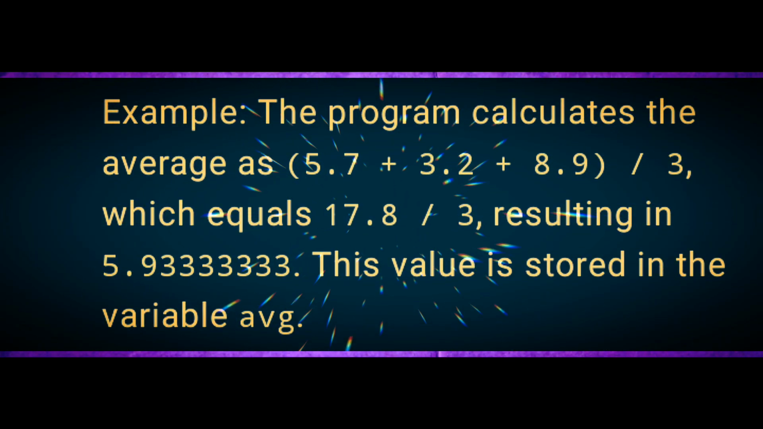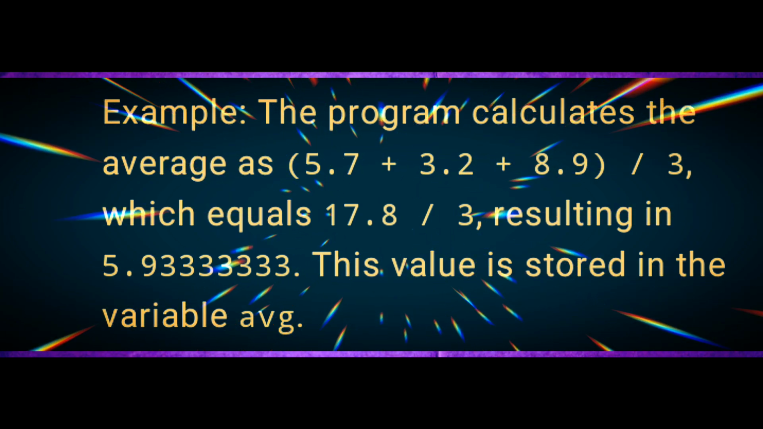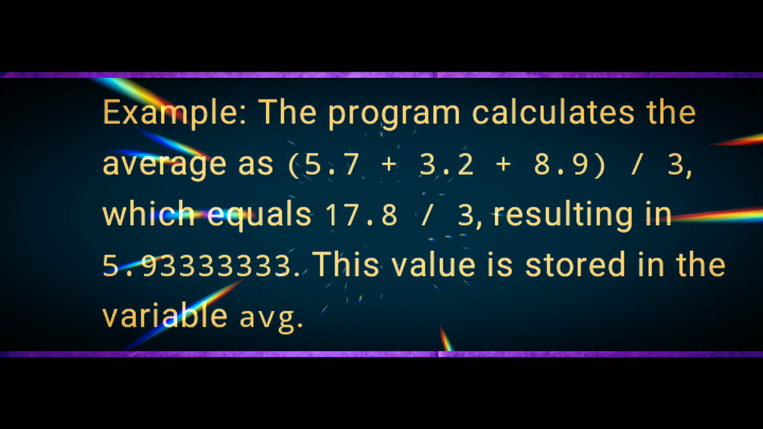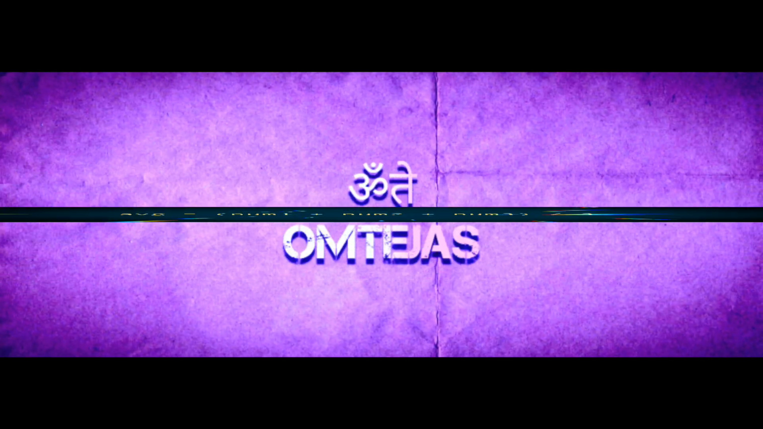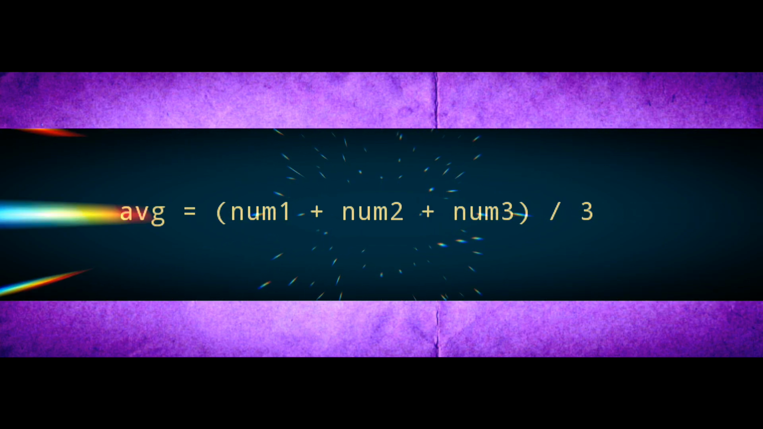Example: the program calculates the average as (5.7 + 3.2 + 8.9) / 3, which equals 17.8 / 3, resulting in 5.9333. This value is stored in the variable avg.